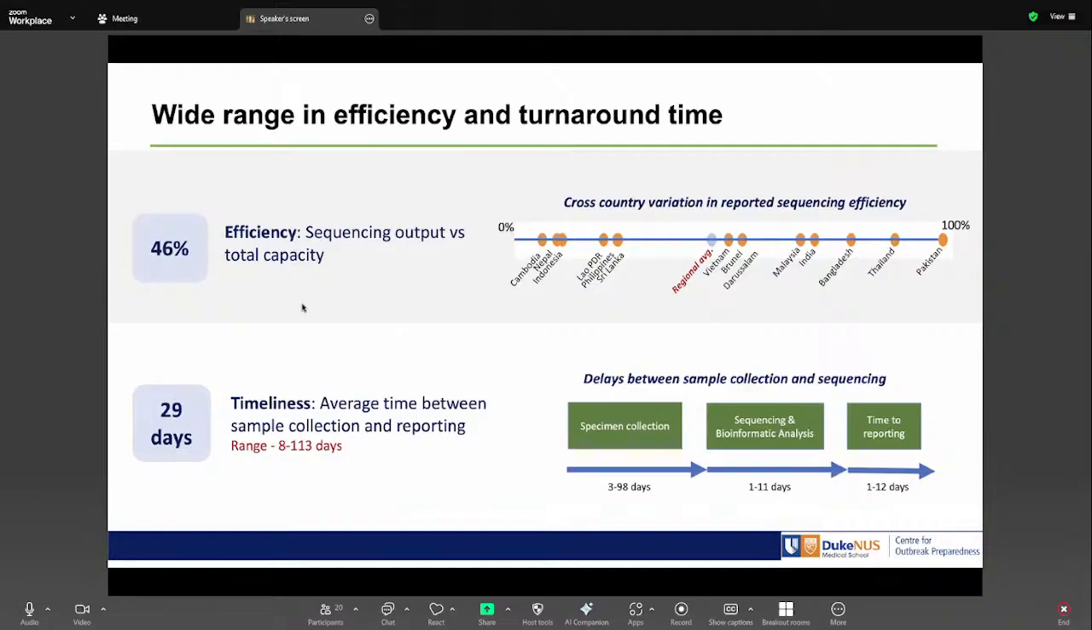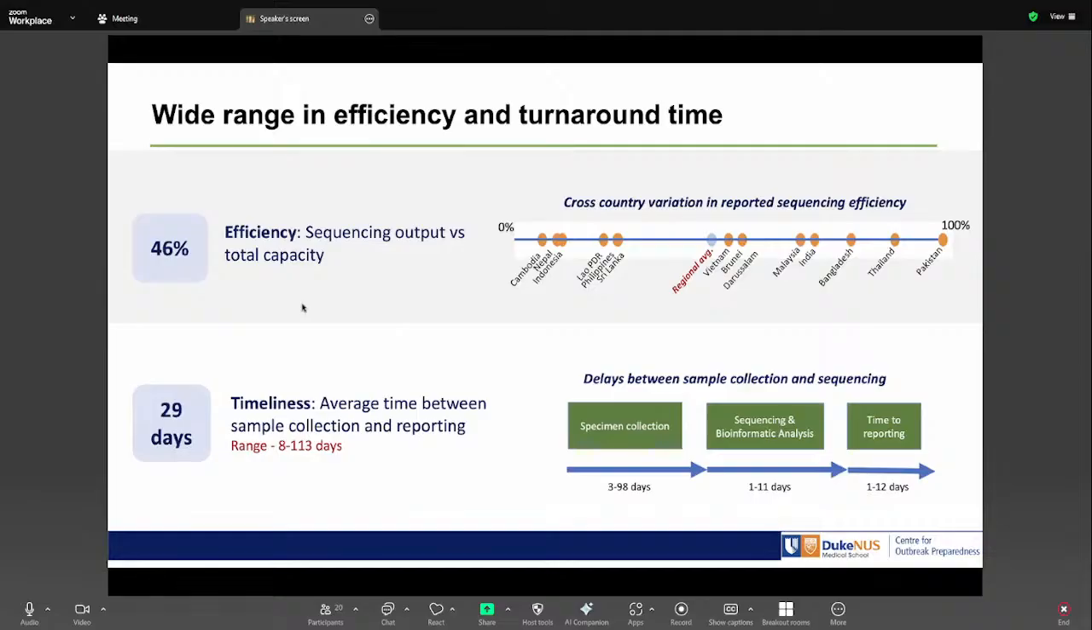And you can see how that breaks down. So actually what we found was that the longest time was from sample collection to getting a sequence out. From sequencing, doing the bioinformatic analysis, to reporting, it didn't take very long. But somehow that initial step takes a long time.